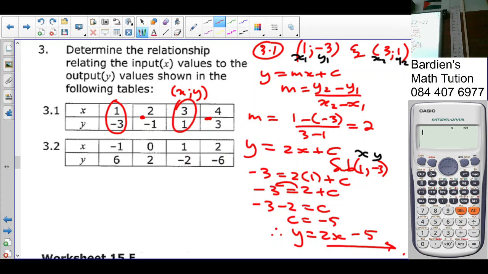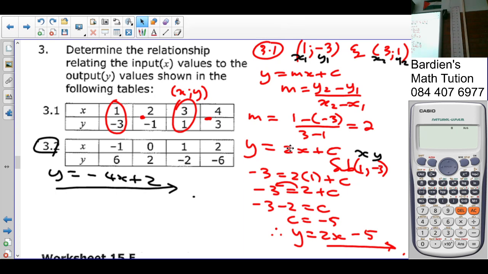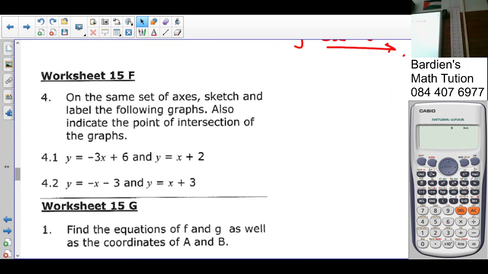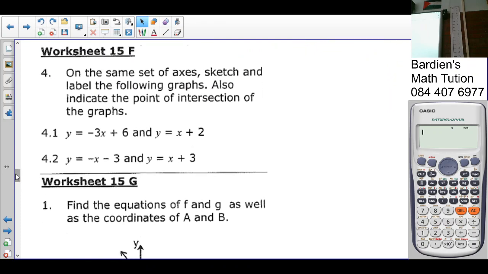Okay? And in 3.2 you do the same method. y is equal to negative 4x plus 2. The idea is just to do the odd numbers so that we can get through this worksheet. Okay, so in question 4, worksheet 15F number 4, on the same set of axes, sketch and label the following graphs. Also indicate the points of intersection of the graphs. So I'm going to do both because there wasn't much of these questions covered.